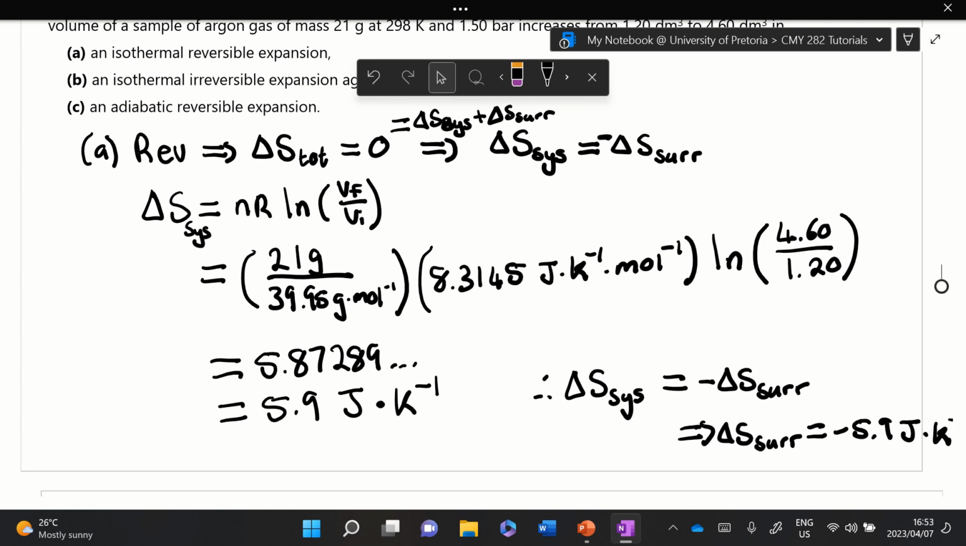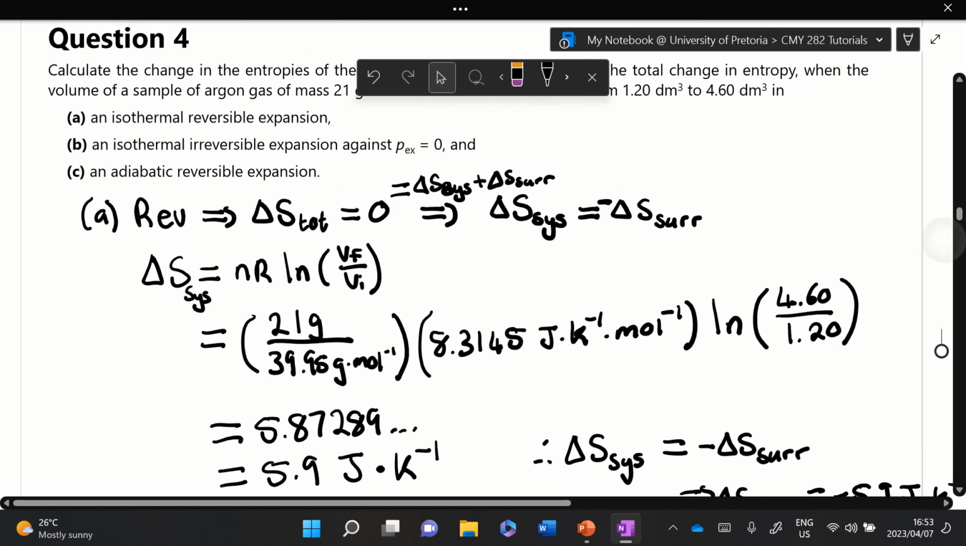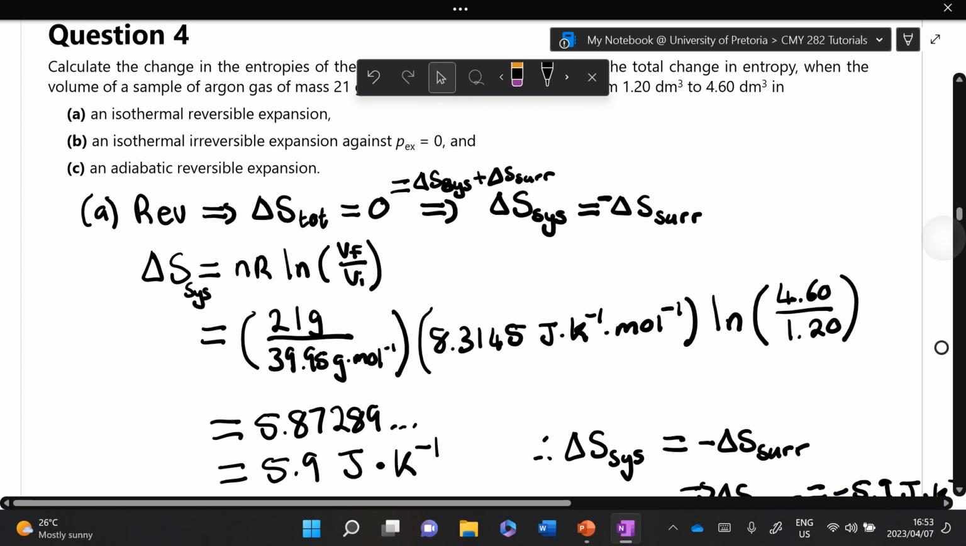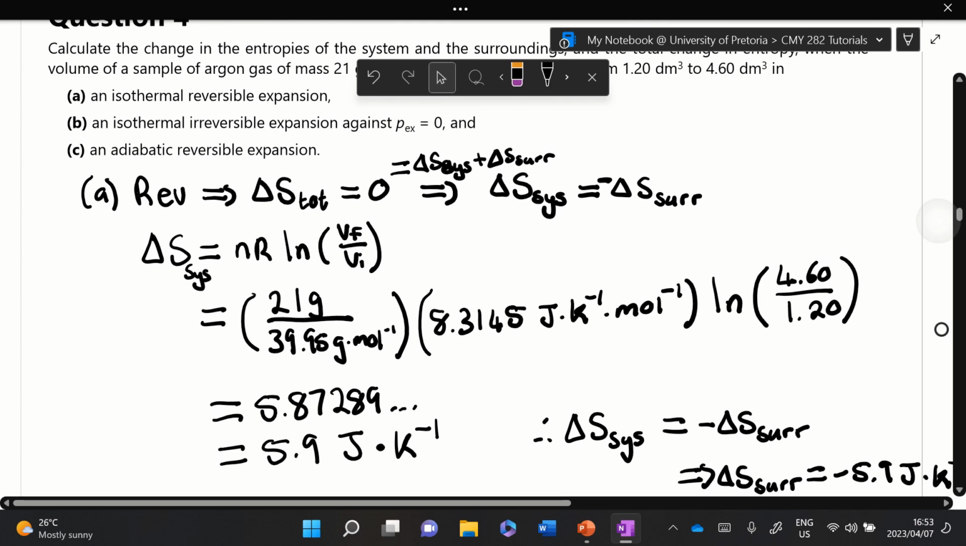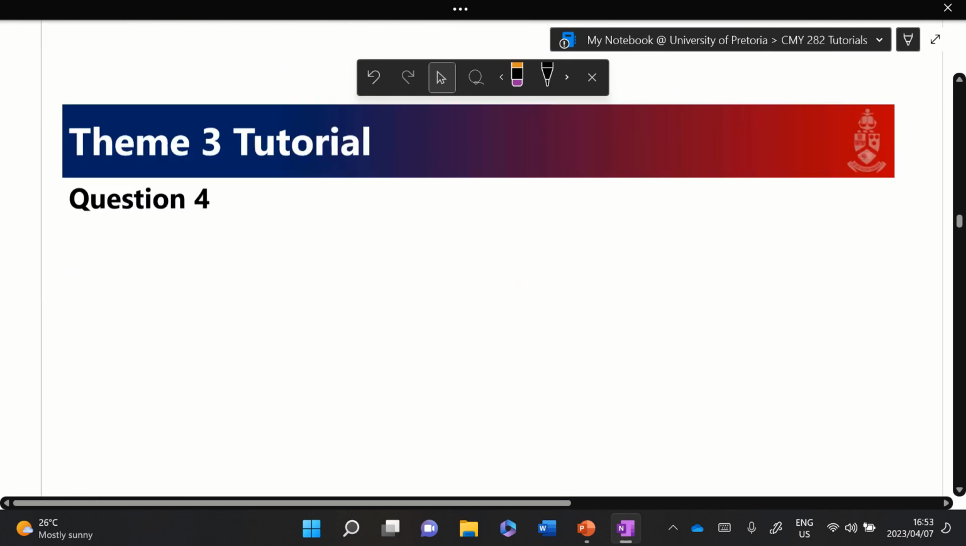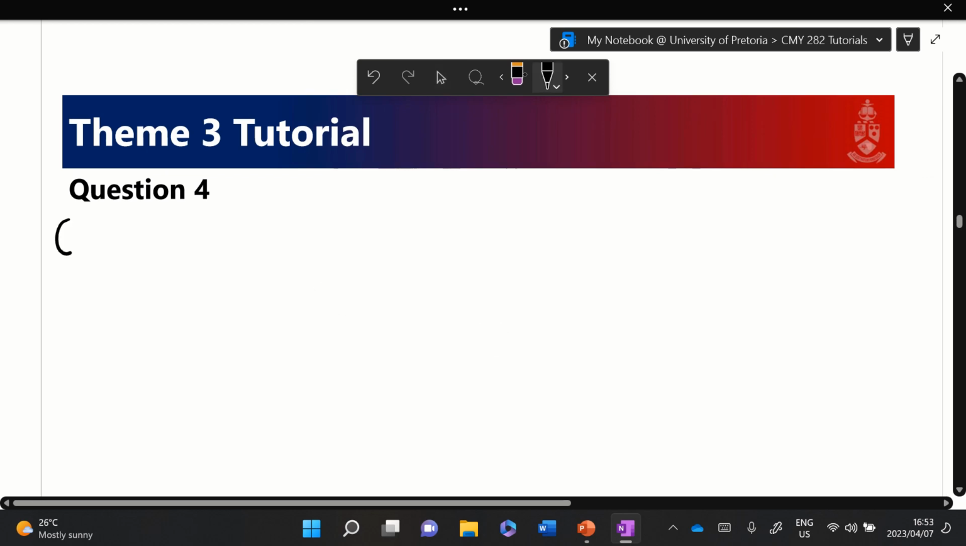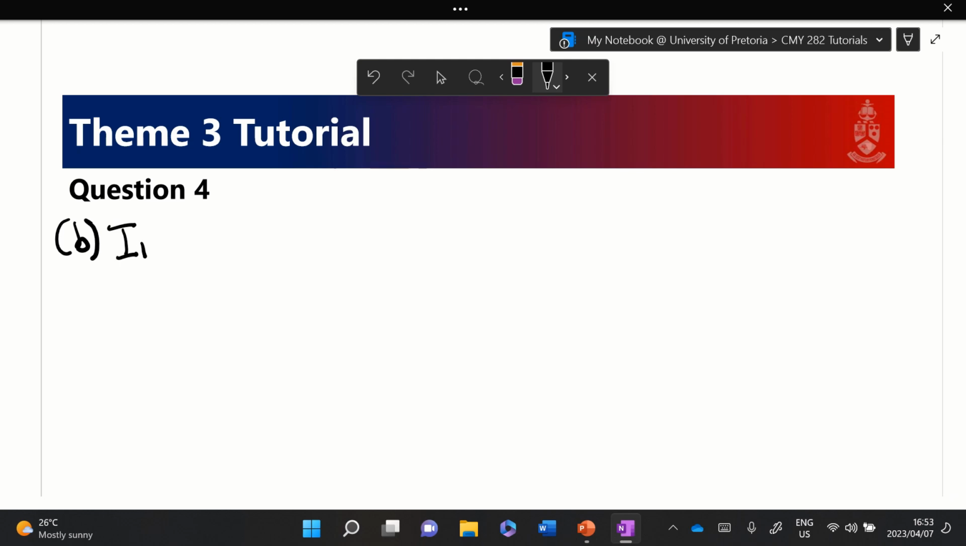B, an isothermal irreversible expansion. Okay, so again we have isothermal expansion, irreversible expansion against P external. So it's isothermal, so in other words, against the P external of 0. So we just change a few things. So now we have an irreversible process, right?